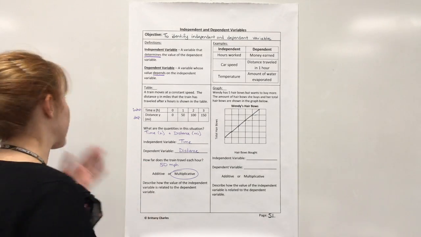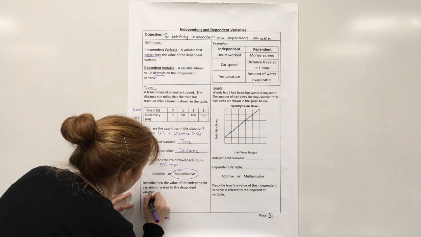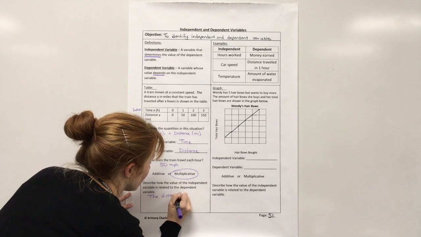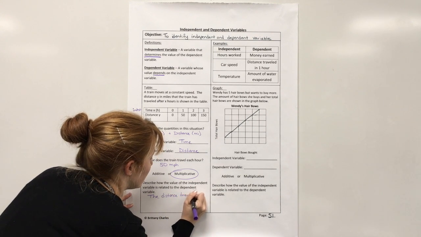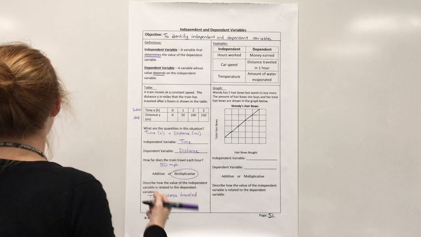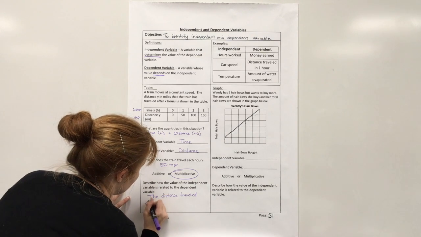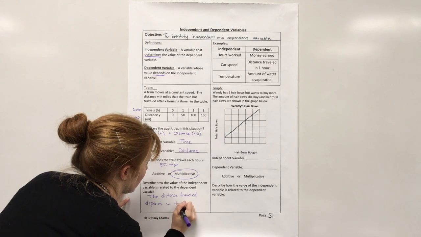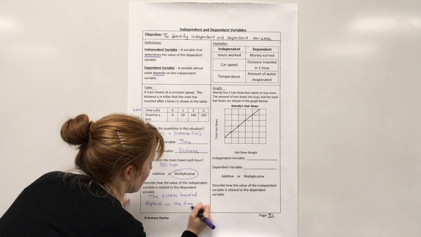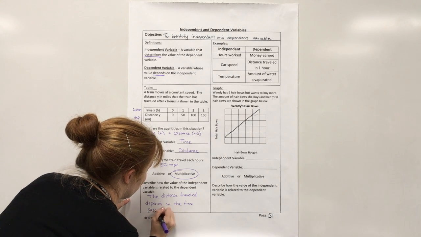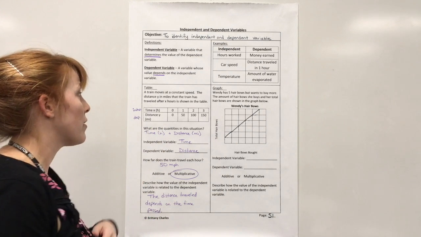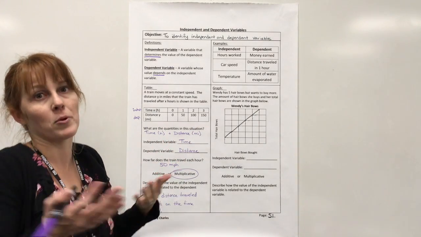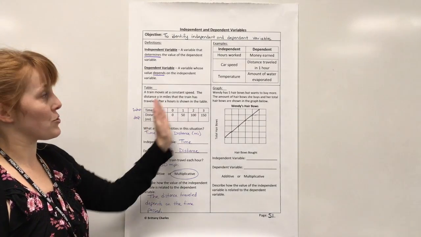Now, describe how the value of the independent variable relates to the dependent variable. Well, one thing we could say is the distance traveled depends on the time passed. If I told you 5 hours, you would be able to calculate how many miles I've gone by multiplying by 50.